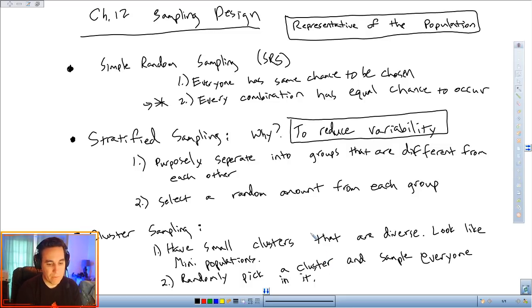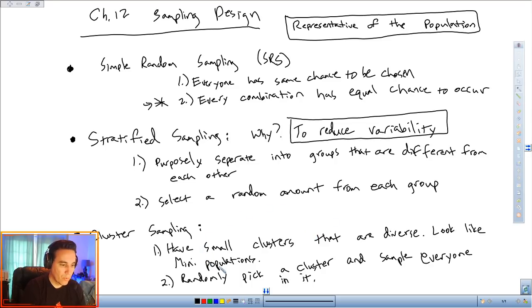So stratified, remember, we always got these two confused. Stratified, remember, is your groups are all different from each other, like ninth grade, 10th grade, 11th grade, 12th graders, right? They're all different from each other. And then I pick a random from each one, so I get everyone represented.